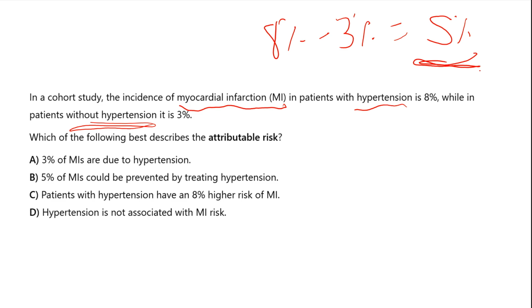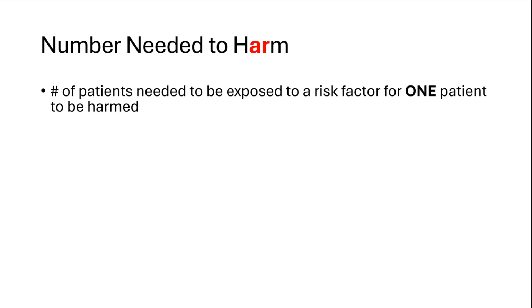So hypothetically, what this means is that we could have prevented these myocardial infarctions if we eliminated the hypertension. So what answer choice best describes that? That will be 5% of MIs could have been prevented by treating hypertension. That is attributable risk. Moving forward, we have number needed to harm. Number needed to harm is simply just the number of patients needed to be exposed to a risk in order for one patient to be harmed, just like the name entails.